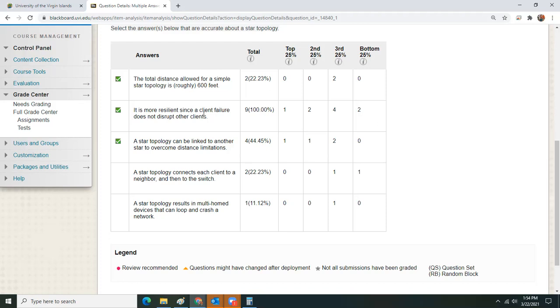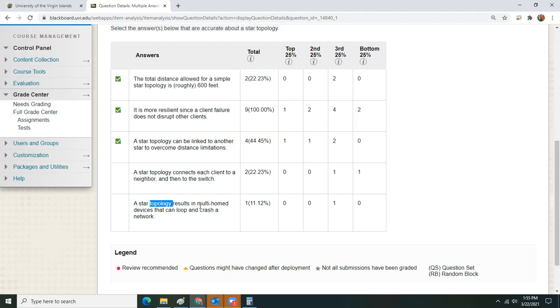It is more resilient since a client failure does not disrupt other clients. That's one advantage of the star topology over the bus topology or the ring topology, unless the ring topology includes multiple rings running in redundant opposite directions, and that's done sometimes. A star topology can be linked to another star to overcome distance. Here it says a star topology connects each client to a neighbor and then to the switch. No, if you're connecting to another neighbor, that's bus.